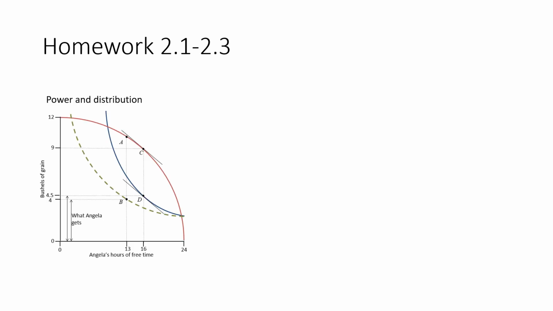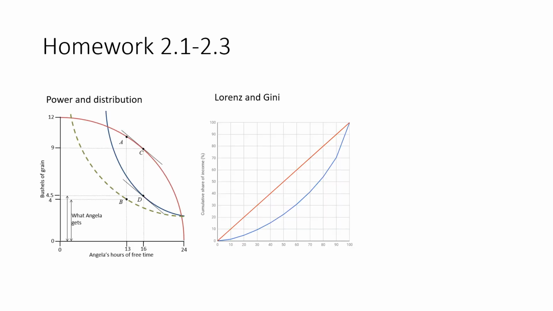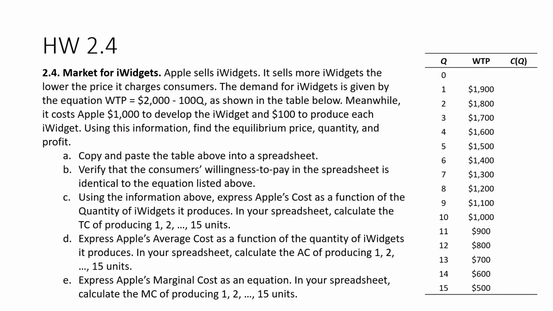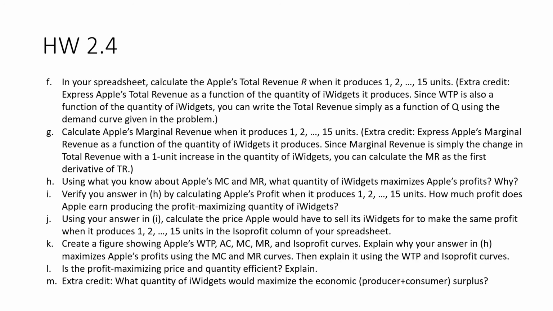So if you remember, in homeworks 2.1, 2.2, and 2.3, you worked on power and distribution, Lorenz and Gini, and labor discipline. And in homework 2.4, you're going to work on the price setting firm. And this is how your homework is going to look, from A through M. So you are going to work on this for your homework 2.4.